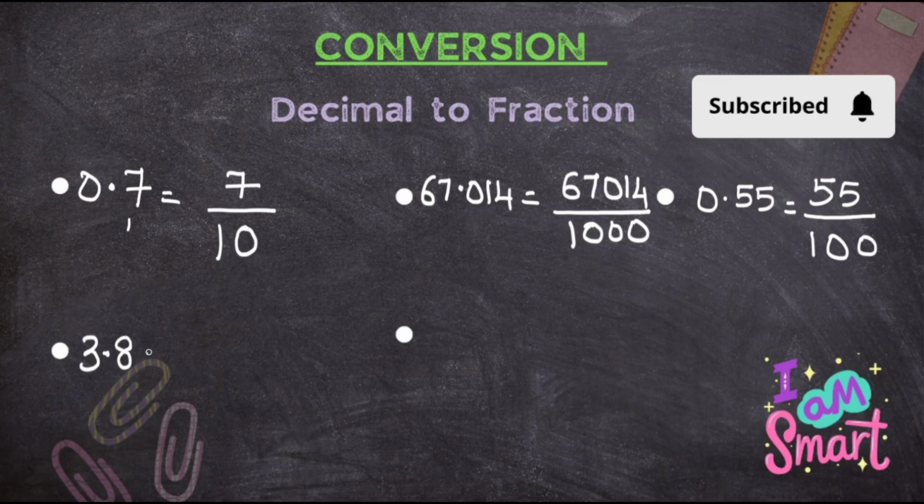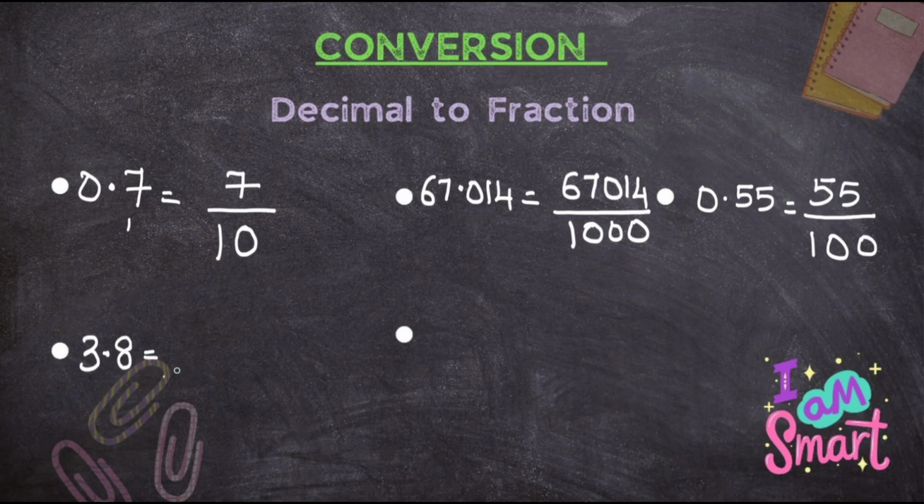The next question which I'll take is 3.8. So first write the proper number that you can see, 3 and 8 you can see. So 38, dash, write the 1, and now check how many digits are there to the right of the decimal. Only 1 digit, that means 1 zero.